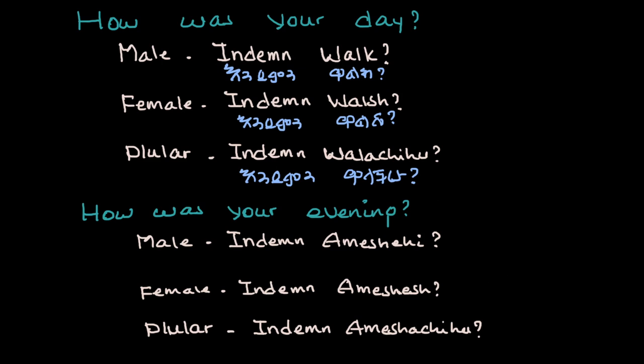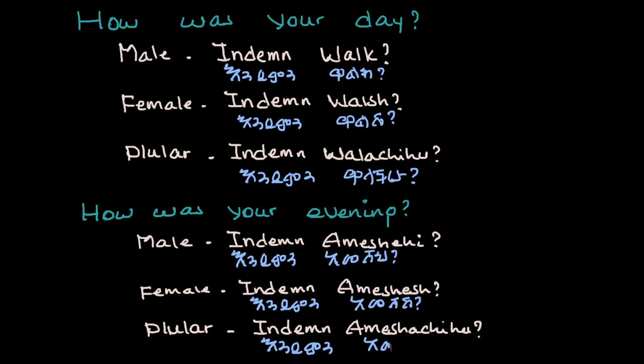Let me show you how you write this in Amharic letters. You can simply write እንደምን አመሸ like this. እንደምን አመሸሽ? እንደምን አመሻችሁ?